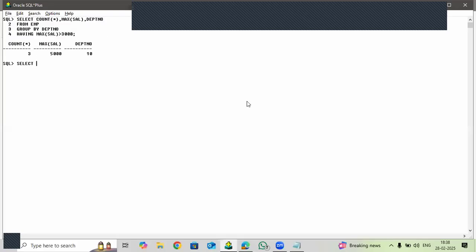So write a query to display. Select number of employees, sorry, count of star, number of employees, each department number from EMP, where job equals to single quoted salesman, group by department number. So there are 4 people who are working as a salesman.